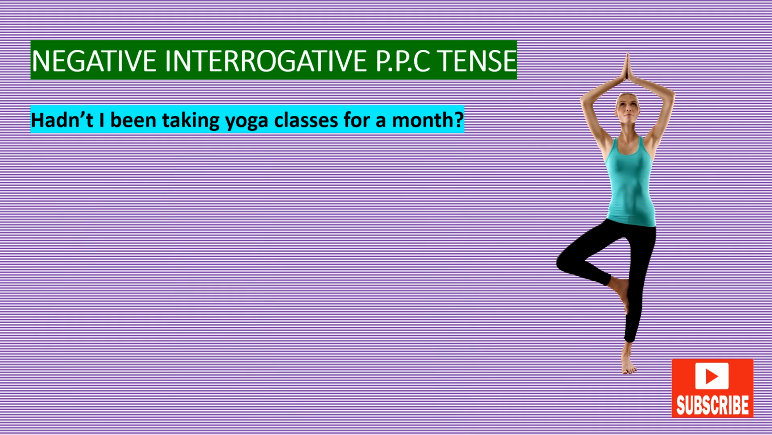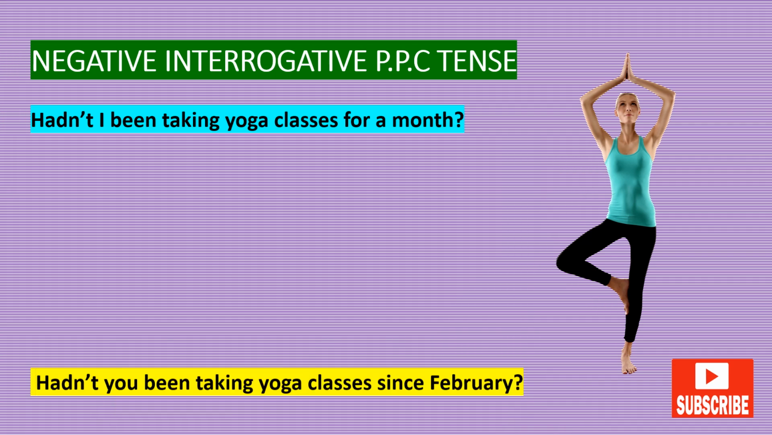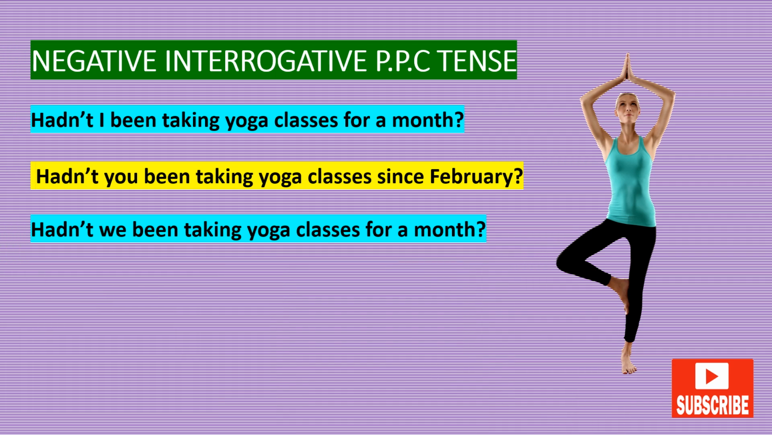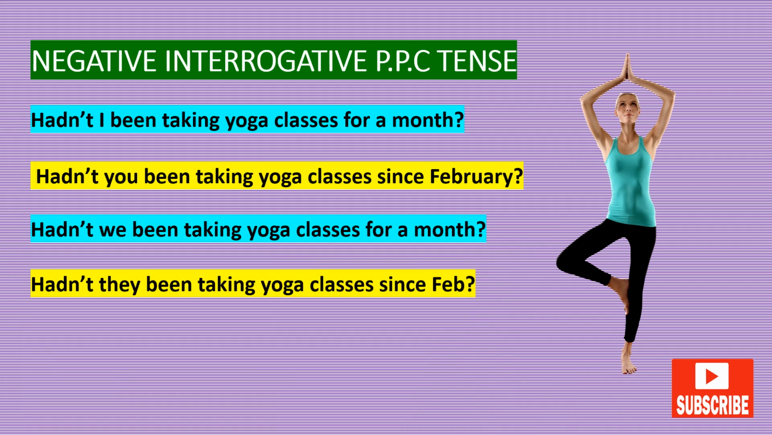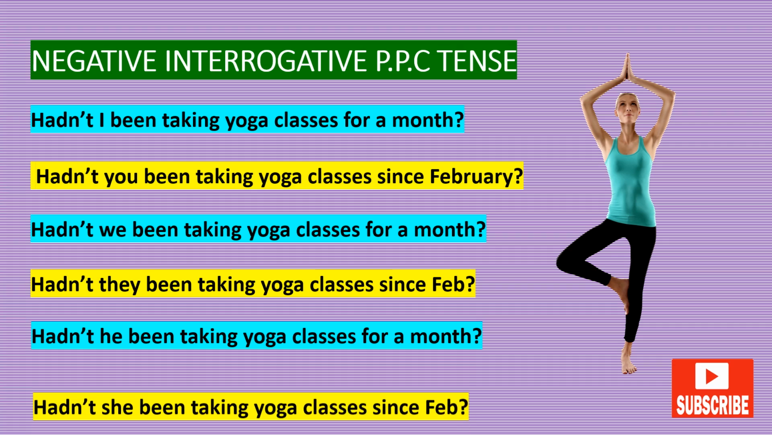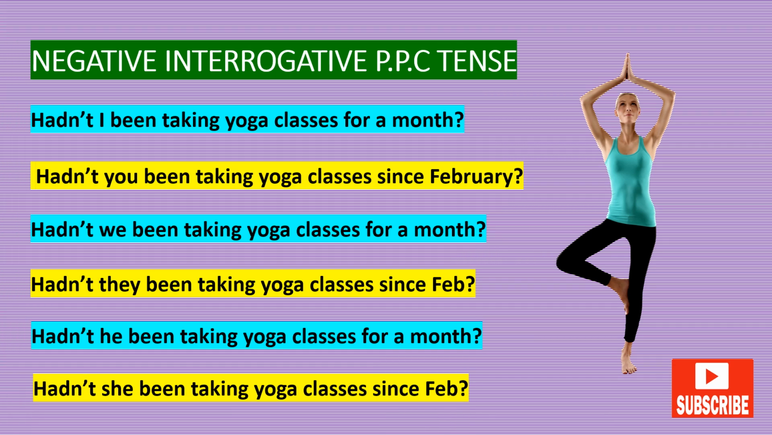Negative interrogative. Hadn't I been taking yoga classes for a month? Hadn't you been taking yoga classes since February? Hadn't we been taking yoga classes for a month? Hadn't they been taking yoga classes since February? Hadn't he been taking yoga classes for a month? Hadn't she been taking yoga classes since February?